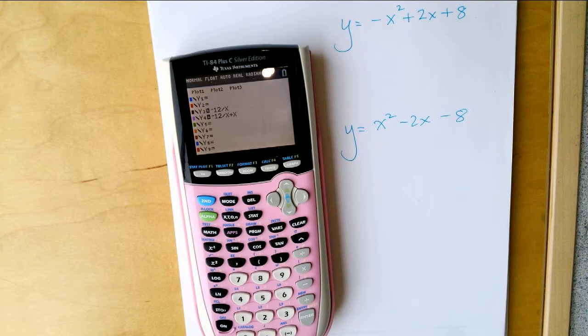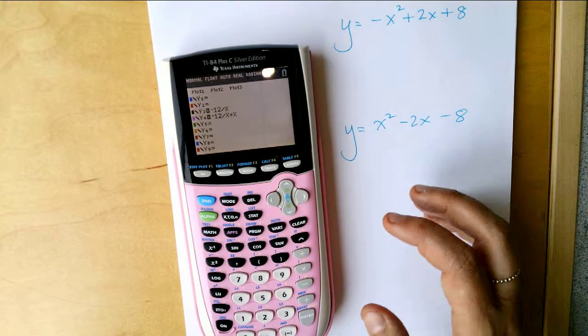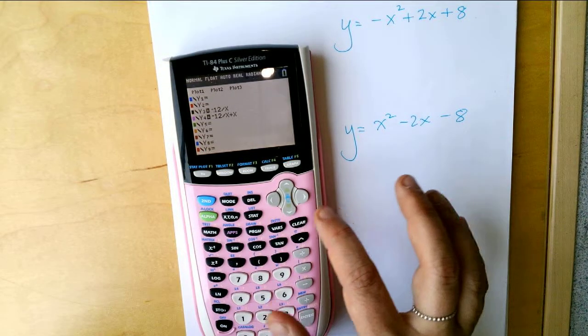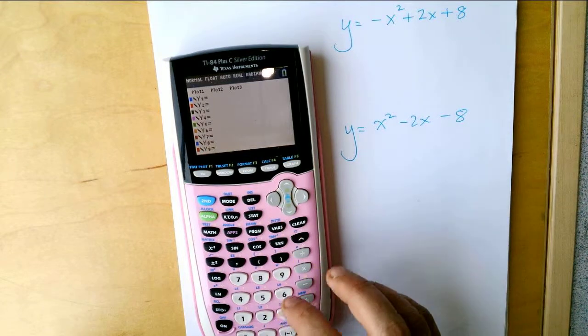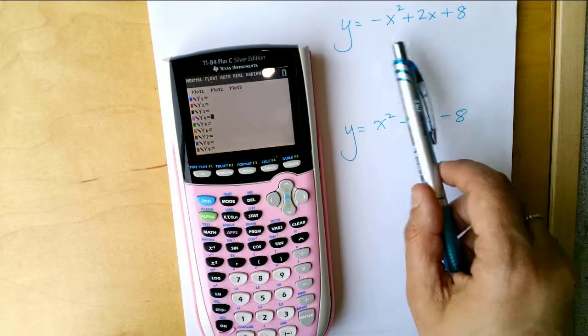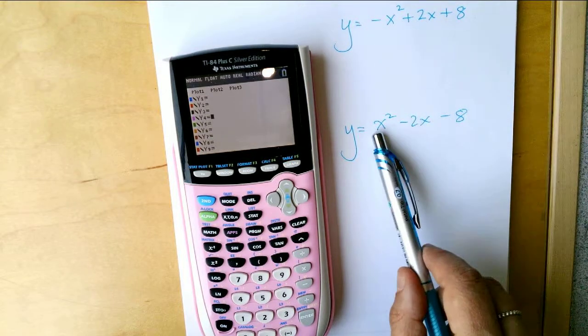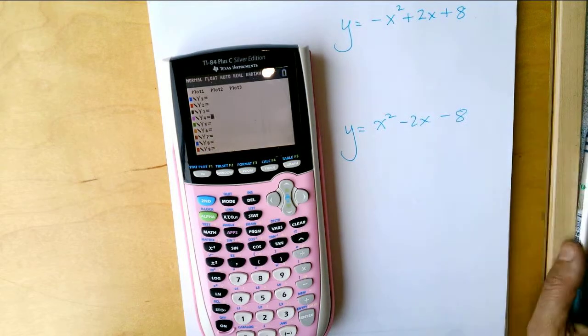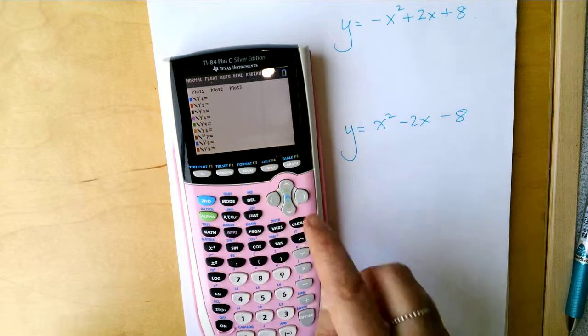In this video, I'm going to show how to graph using the graphing calculator and how to find some critical points. So to start graphing, we're going to press Y equals, and all of your equations have to be set equal to y in order to graph. Now I have two different equations here, and so I'll just show the first one.